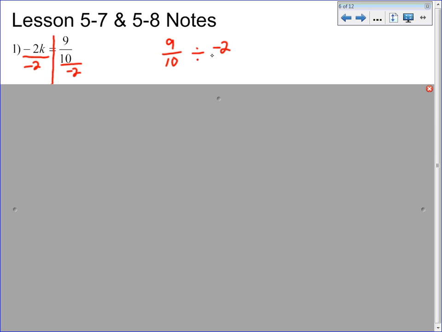Well, when we have a fraction like this, the first thing we need to do is take that integer and put it over 1. And whenever we're dividing fractions, I like to think of KFC. We're going to keep the first, flip the second, and then change the sign to multiplication. Now we can multiply those out, and we get 9 over negative 20. So since these cancel out, we're left with k equals negative 9/20.